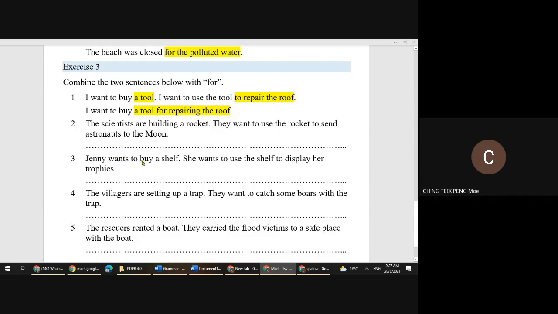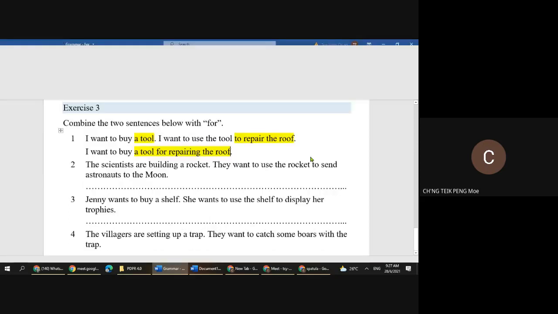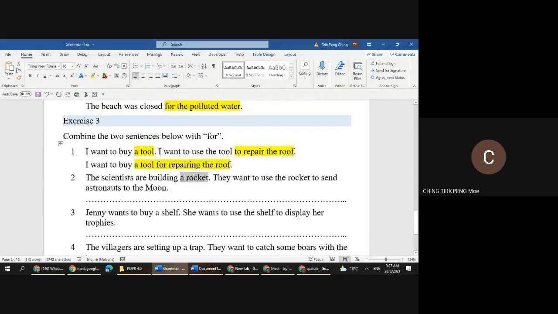The scientists are building a rocket. They want to use the rocket to send astronauts to the moon. Okay, so now we want to talk about the function of a rocket. The function of the rocket is to send astronauts to the moon. So here's the answer. The scientists are building a rocket. And then now we want to talk about the function, okay, fungsi. So for sending astronauts to the moon.